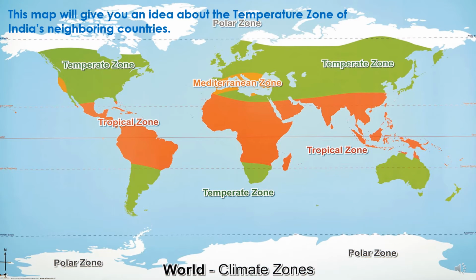Before we start, let us see this map which will give you an idea about the temperature zones of India's neighboring countries. Some are in the temperate zones, Mediterranean zones, and also in the tropical zones.